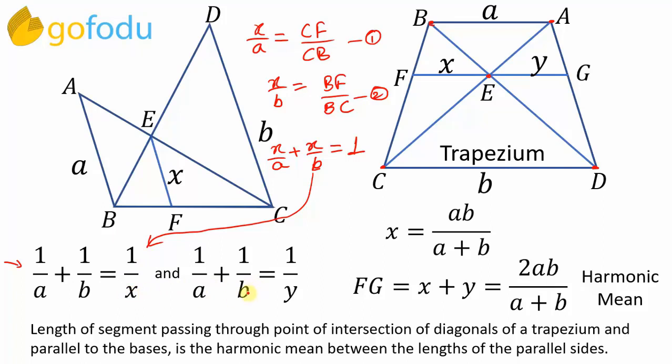Now having got these two results, we can calculate FG as the sum of x plus y, and we can see in these results that x is equal to y. FG will be 2 times x or x plus y, which will come out to be 2ab upon a plus b. So FG will come out to be the harmonic mean of a and b, when this line segment FG passes through the point of intersection of the diagonals of the trapezium. That is important. For FG to be the harmonic mean of AB and CD, FG should pass through the point of intersection of the diagonals of the trapezium.